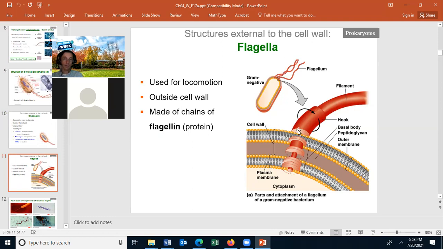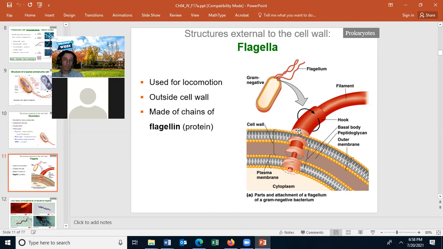Any question about the flagella? Now, don't tell me that flagella is only seen in prokaryotic cells, because some eukaryotic cells do have flagella.